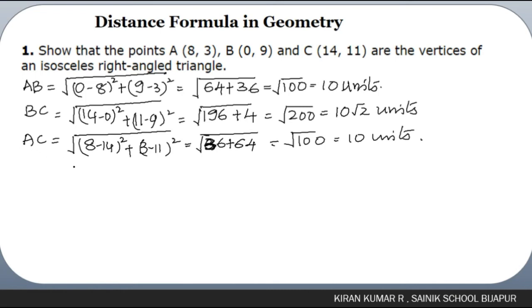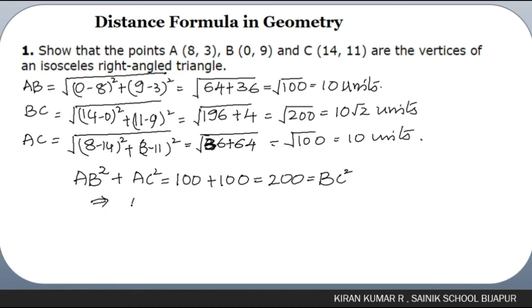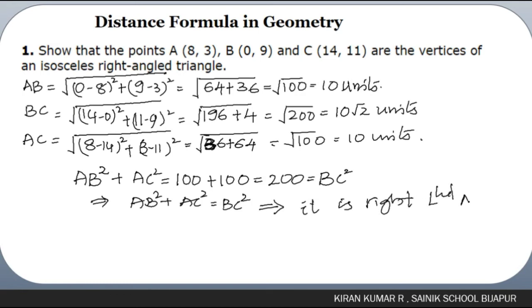From the length AB square plus AC square, we get 100 plus 100, which is nothing but 200, which is same as BC square. This implies AB square plus AC square equal to BC square, which implies it is a right angled triangle.